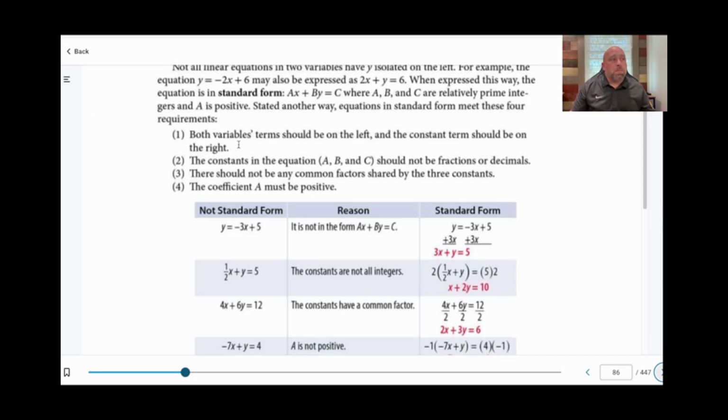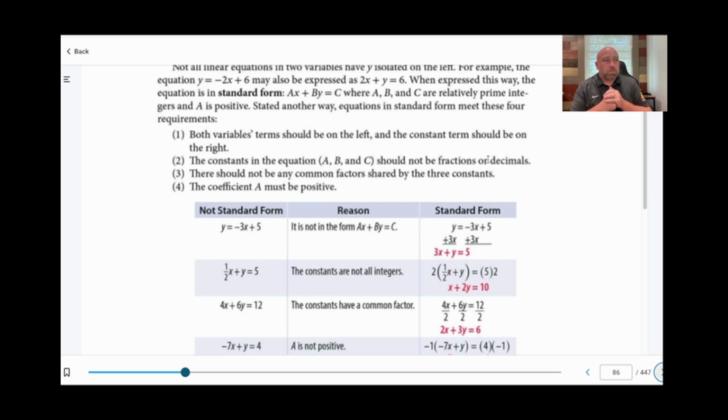So number 1, both variable terms should be on the left, and the constant term should be on the right. What does that mean? Well, what's a variable term? In other words, the x and the y should be on the left, and sorry, I'm backwards here. So it should be on the left, okay? And then the constant term, which is the number term, should be on the right, okay?